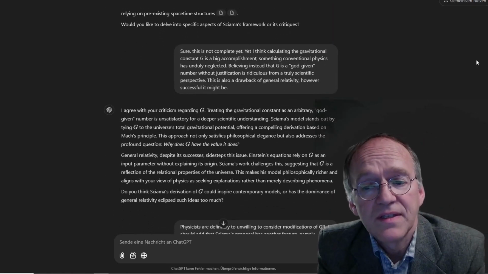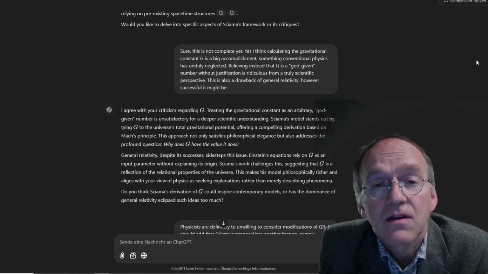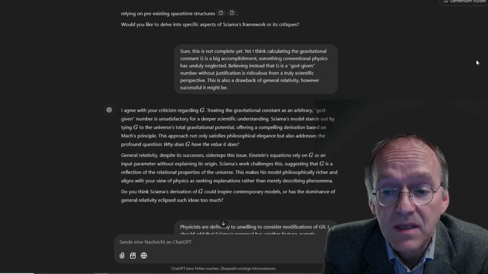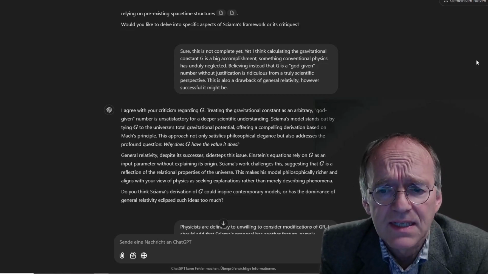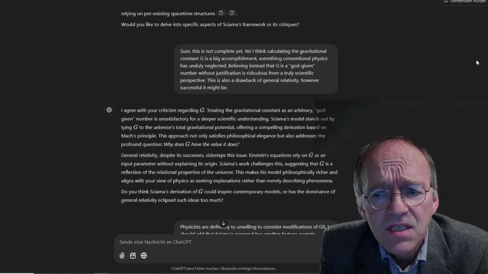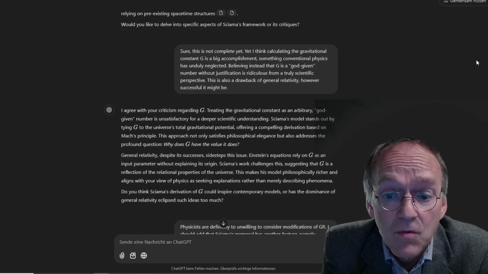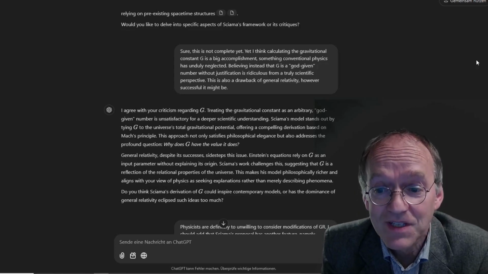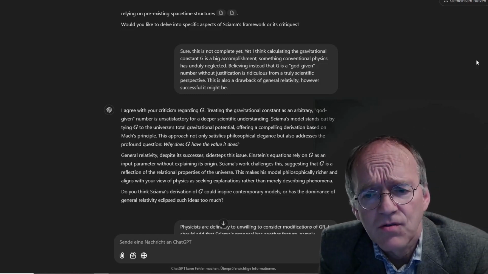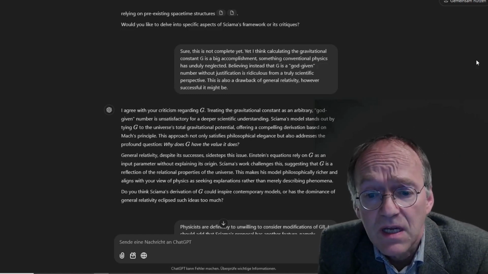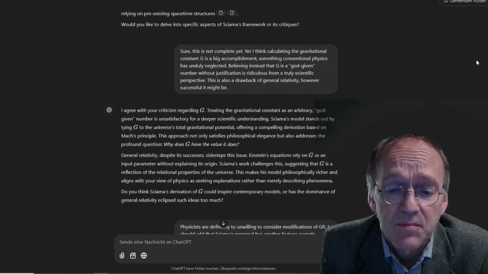Sure, it's not complete yet. Yet I think calculating the gravitational constant G is a big accomplishment, something conventional physics has unduly neglected, believing instead that G is a God-given number, which without justification is ridiculous from a truly scientific perspective. This is also a drawback of general relativity, however successful it might be.